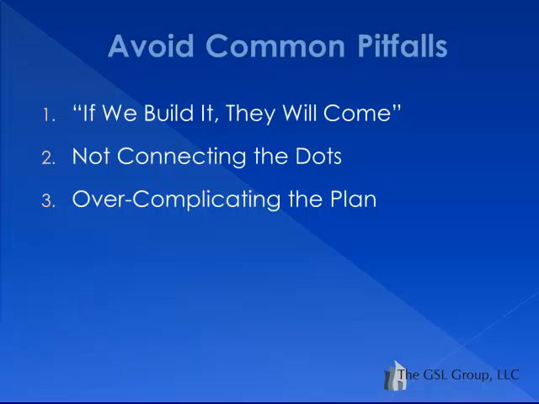The third one is overcomplicating the plan. Assuming that all the dots are connected, the only things that you really need to convey to an investor are enthusiasm and profit potential. You don't have to show that you're the smartest person in the world. You just have to show the logical progression of how you're going to provide a decent return for your investor.